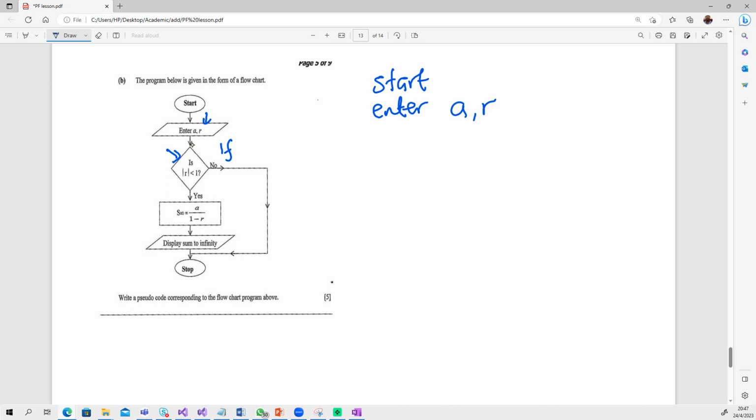So you are going to say if. According to this, is the absolute r less than 1? There are two possibilities. It could be true, it could be false. If this is true, meaning we come this side, what do we do? We're going to do this and this.